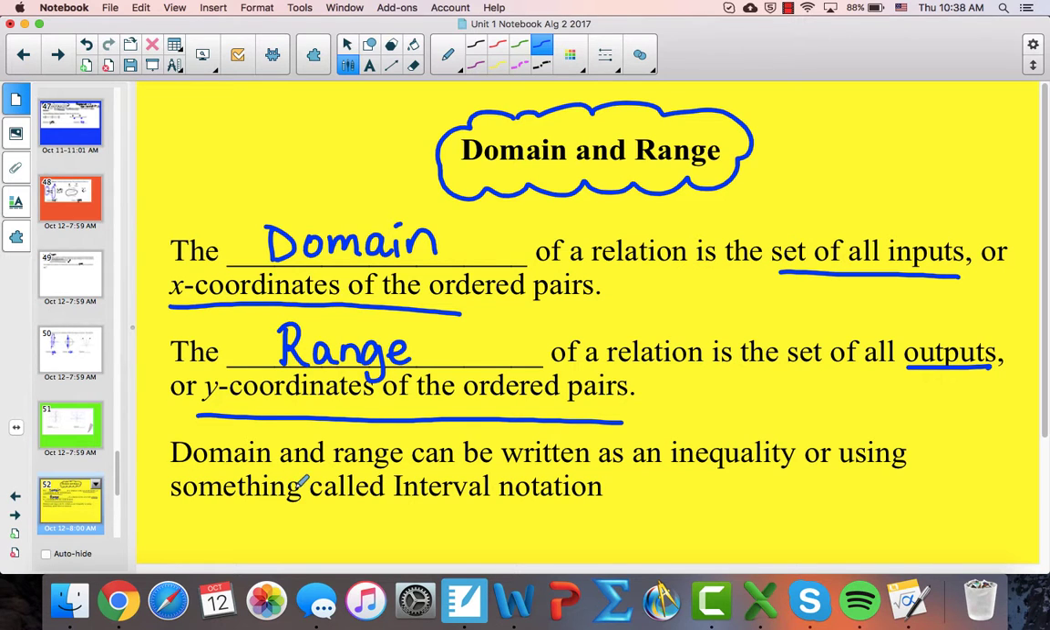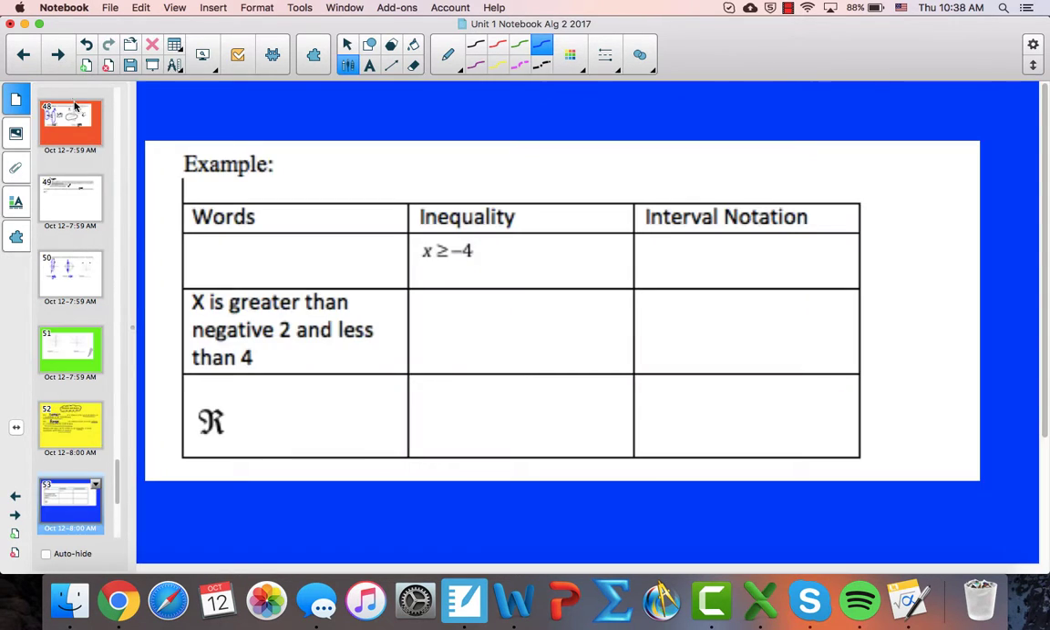Domain and range can actually be written as an inequality or by using something called interval notation. So let me show you what I mean. All right, so we're going to look at it in words, as an inequality, and with interval notation. All right, so in words, the inequality here says x is greater than or equal to -4. So in words, that domain would be all x greater than or equal to -4.